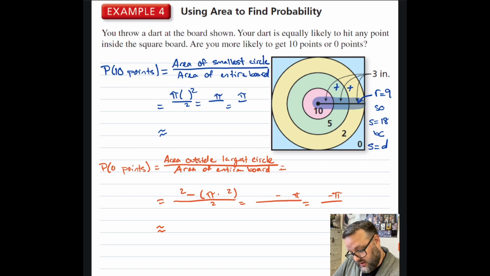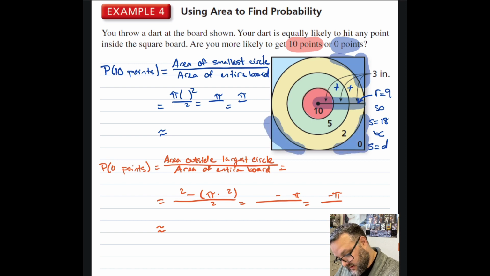Now we got to look here. 10 points. So 10 points is this circle right here in the middle. And 0 points are these outlier areas here. Now I'm accidentally going a little bit in and out there, but that's because I got a thick old highlighter here. But you get the idea. So it's asking, are you more likely to hit the bullseye or miss the circles altogether?